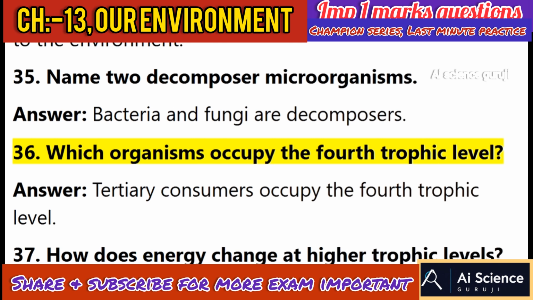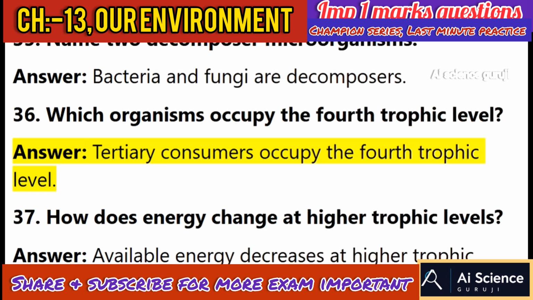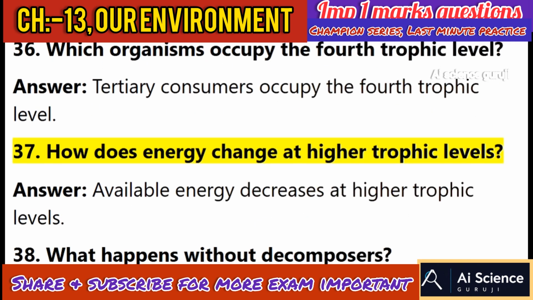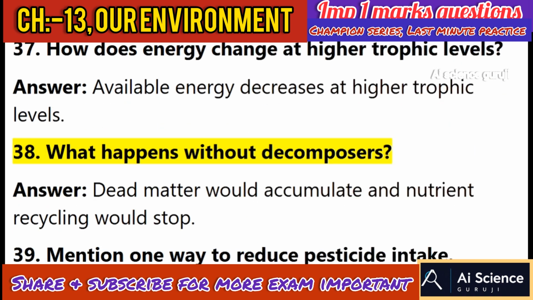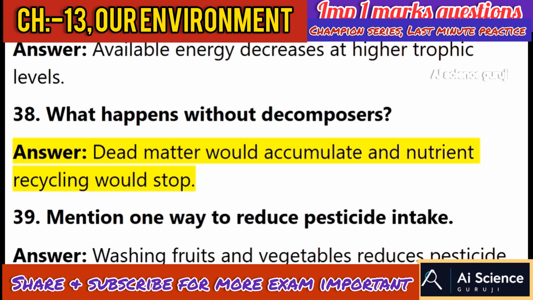36. Which organisms occupy the 4th trophic level? Answer. Tertiary consumers occupy the 4th trophic level. 37. How does energy change at higher trophic levels? Answer. Available energy decreases at higher trophic levels. 38. What happens without decomposers? Answer. Dead matter would accumulate and nutrient recycling would stop.